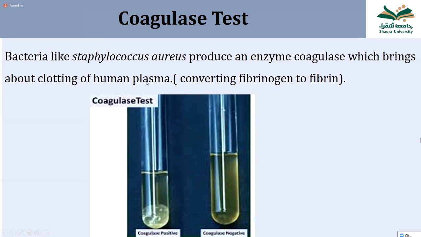The Staphylococcus which is coagulase positive is named Staphylococcus aureus. Most of the Staphylococci which are coagulase negative are known as coagulase negative Staphylococci. But the positive one is mainly called Staphylococcus aureus.